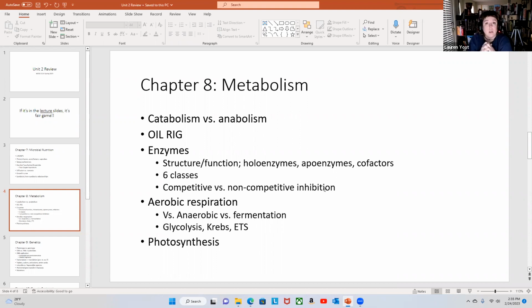And I don't need you to know those numbers, by the way. I don't need you to know exactly how many ATP is made in glycolysis or in the Krebs cycle or in ETS. What I do want you to know is which one makes the most. And you should be able to tell me that it is the electron transport system. It makes by far the most of the ATP. Okay.